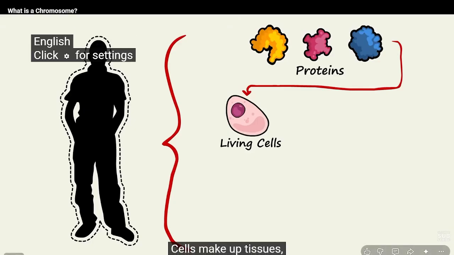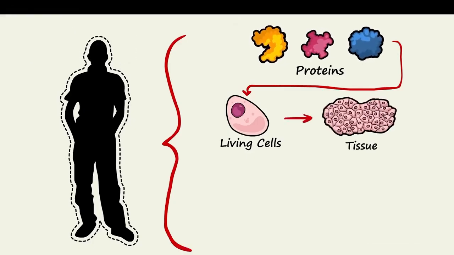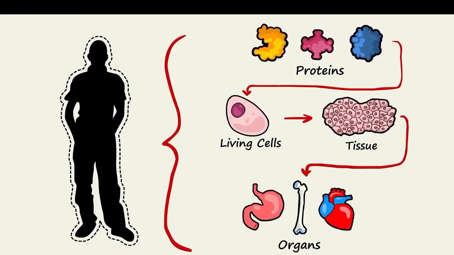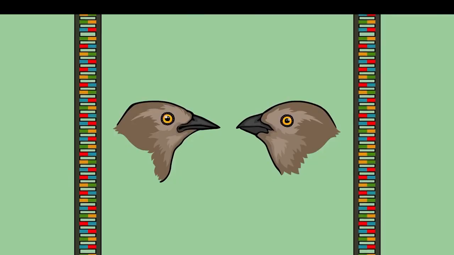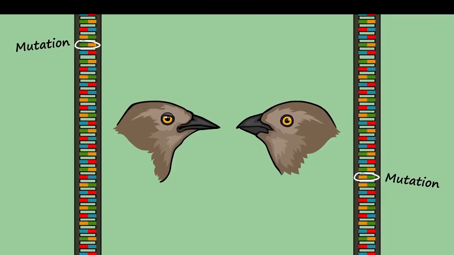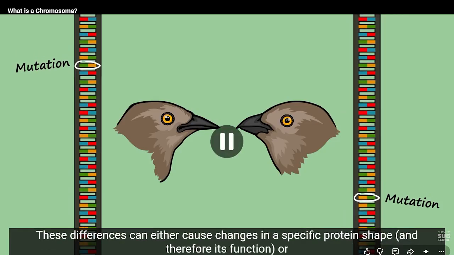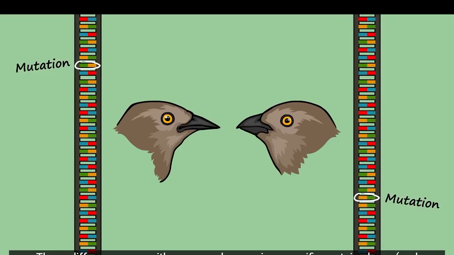Cells make up tissues, tissues make up organs, and organs ultimately make up entire living creatures. Individuals have different traits, in this case, differences in beak shape, largely because of differences or mutations in their genetic code. Okay, so what we're going to do is take a look at these actual colors here.